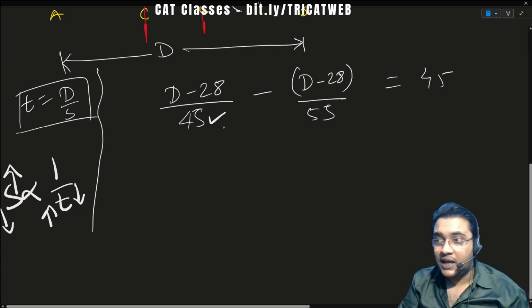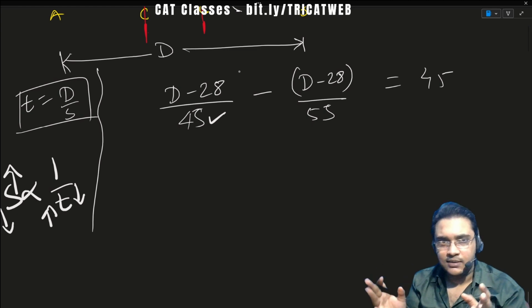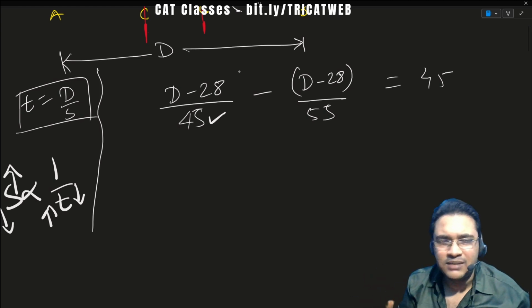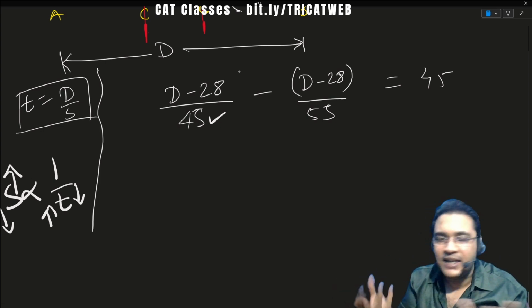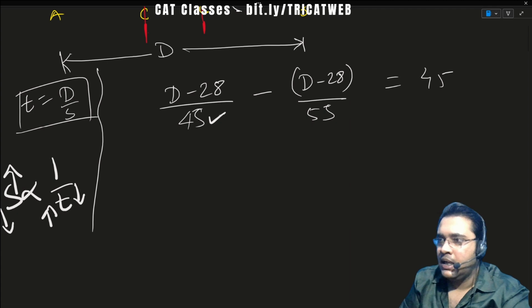Here speed is less, so time will be more, and that is why the subtraction makes sense. Otherwise you could just play with the arithmetic and you can get the same answer. I'm just trying to tell you that the negatives need to make sense. Now what do I need to do?